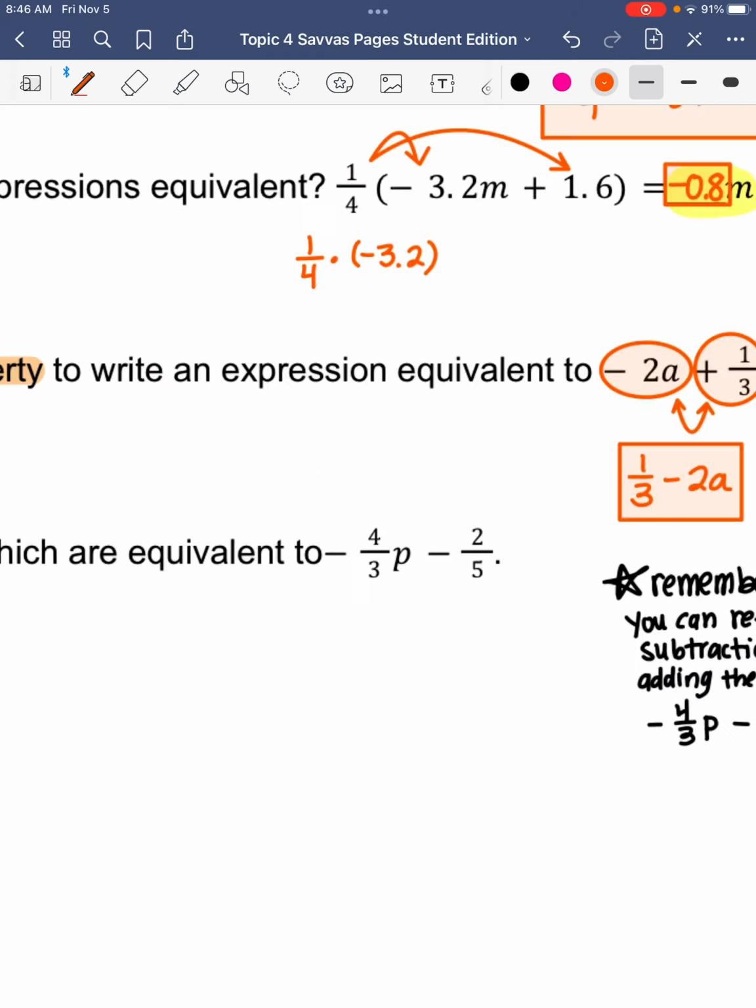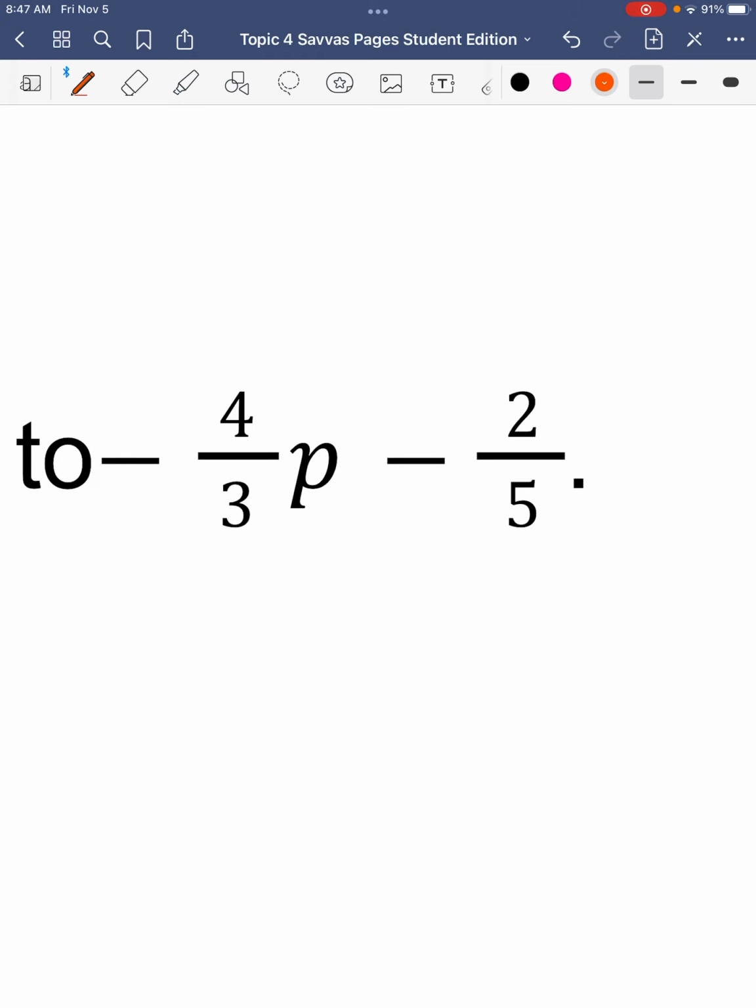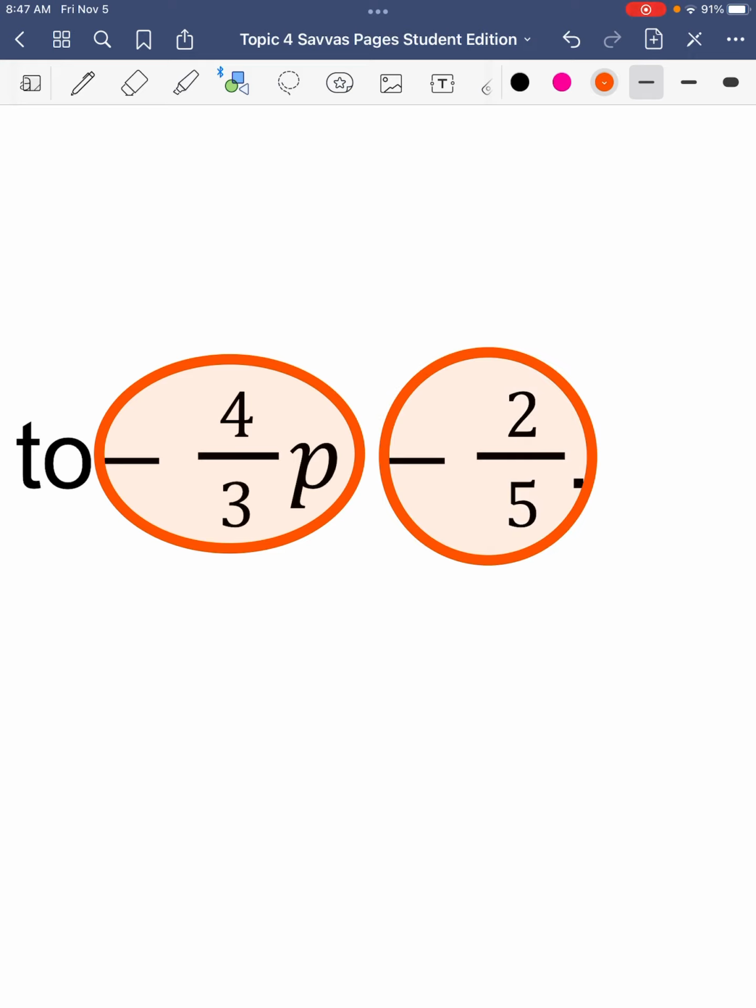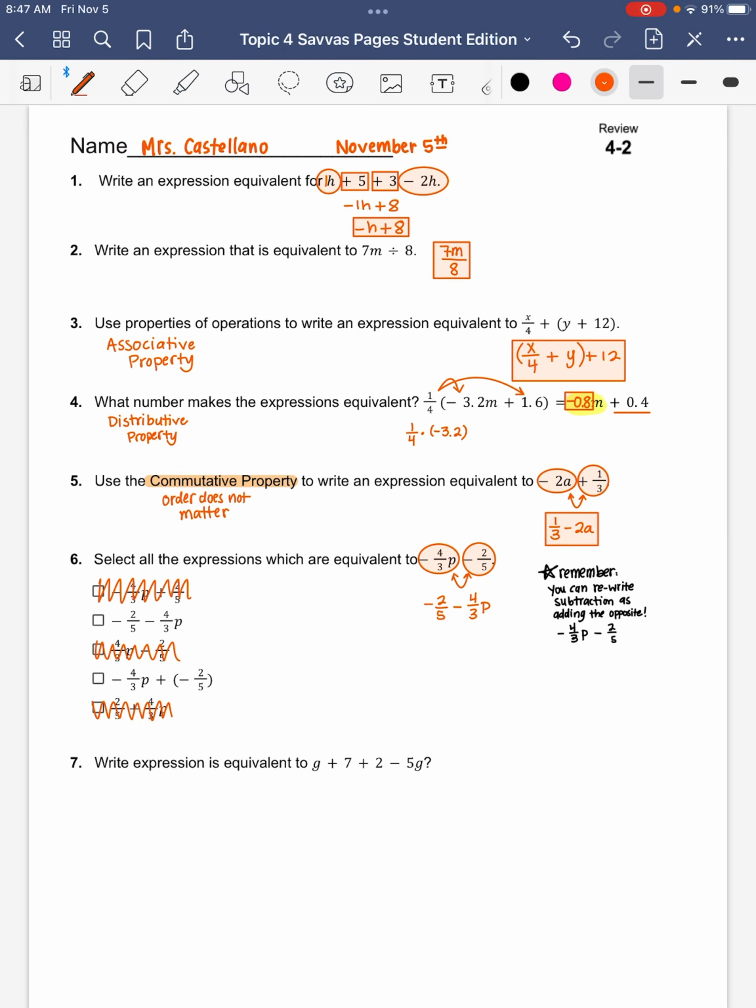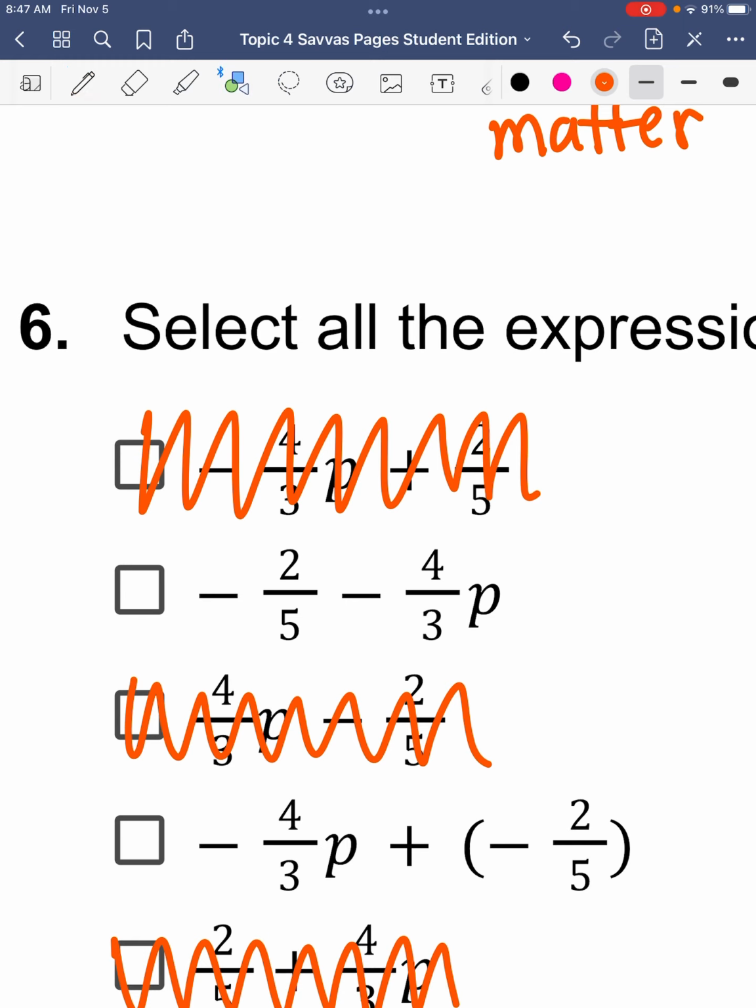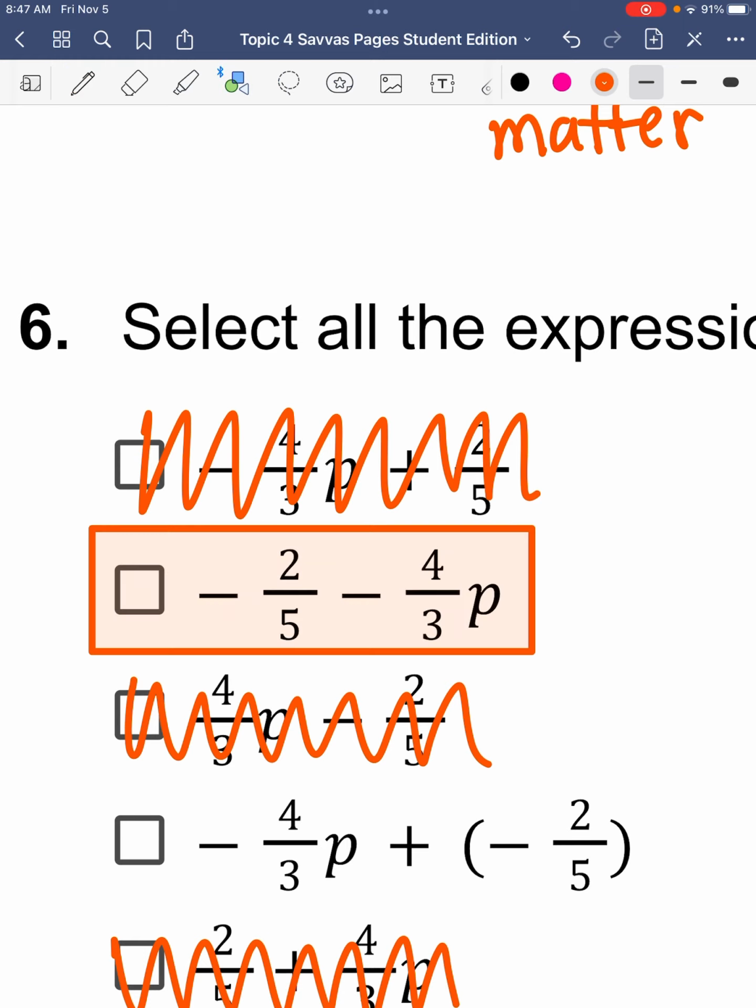Okay, so now let's actually apply some of our knowledge about properties. Well, I see I have two terms here, so I'm going to use the commutative property and flip-flop the order. So I'm going to move this negative 4/3 p behind the 2/5, and I'm going to move this one in front. So we're just flip-flopping the order, right? So I'm going to write this as negative 2/5 out in front, and then minus 4/3 p behind that. Well, is that one of our choices that we have? Yes, that looks just like this second choice. So that one is good.